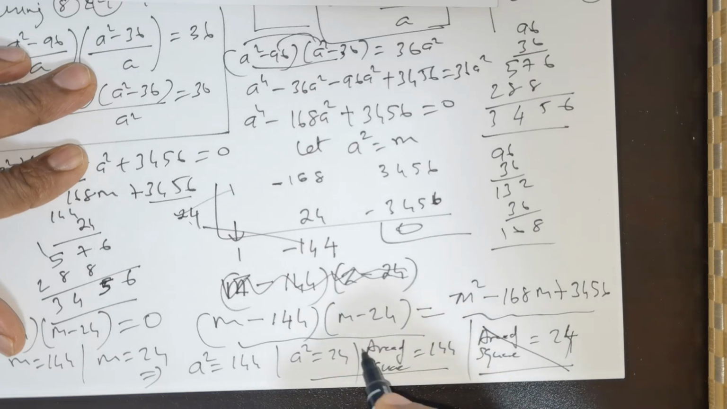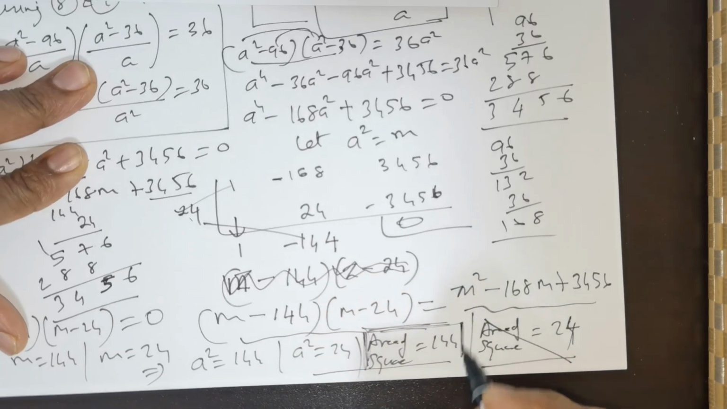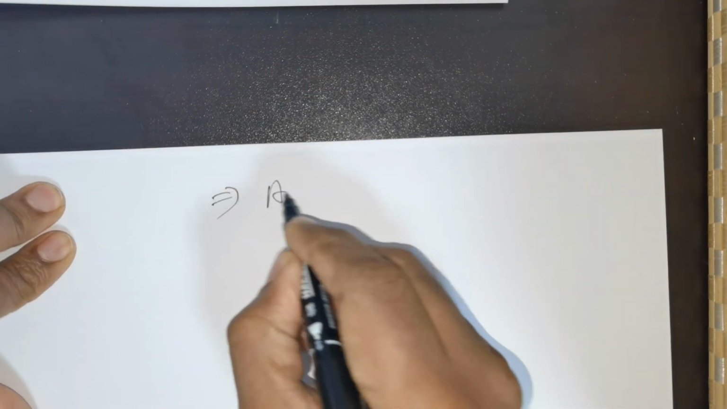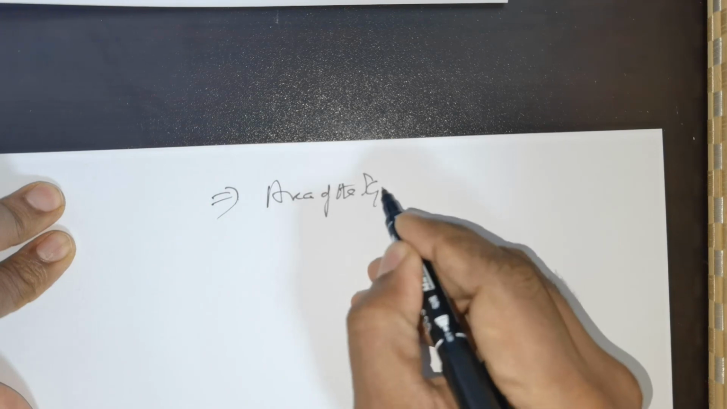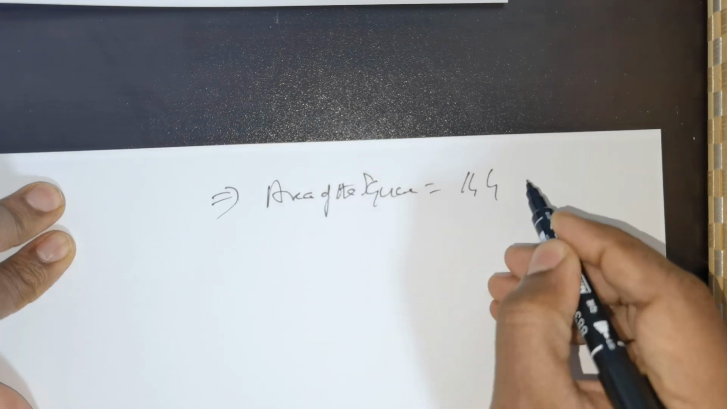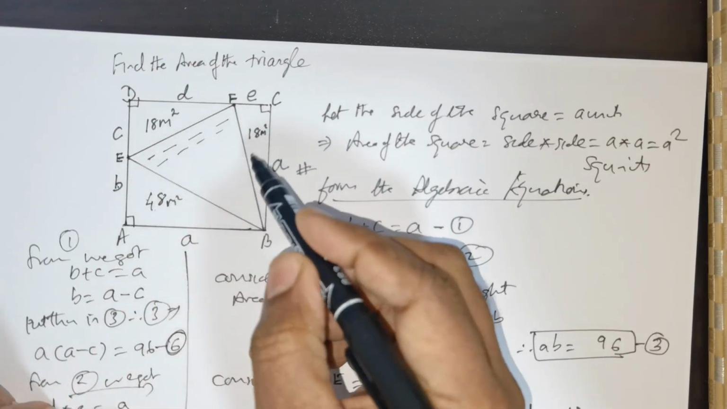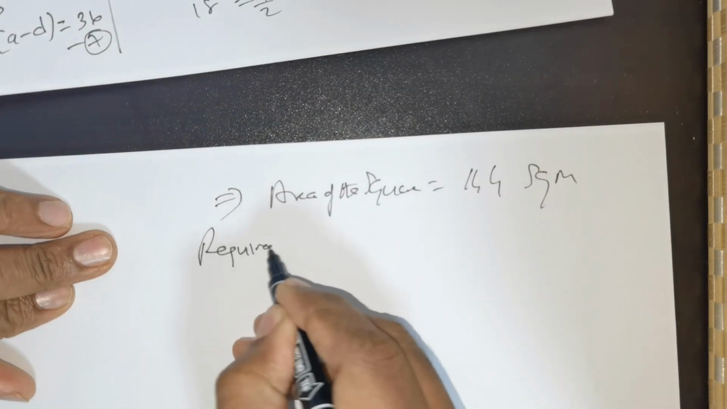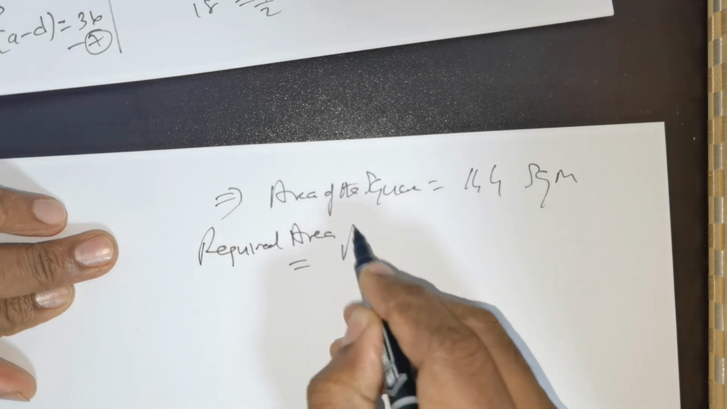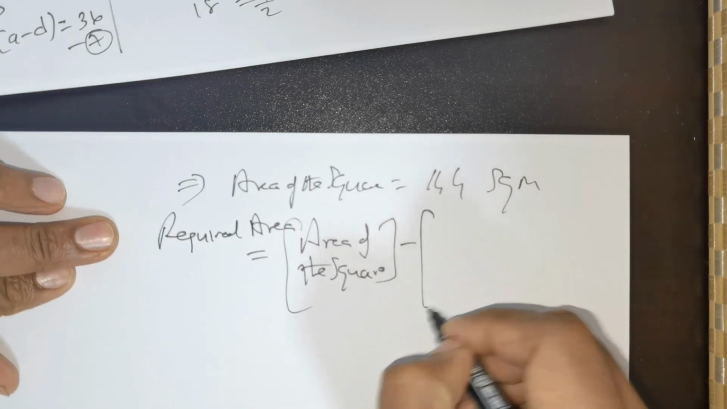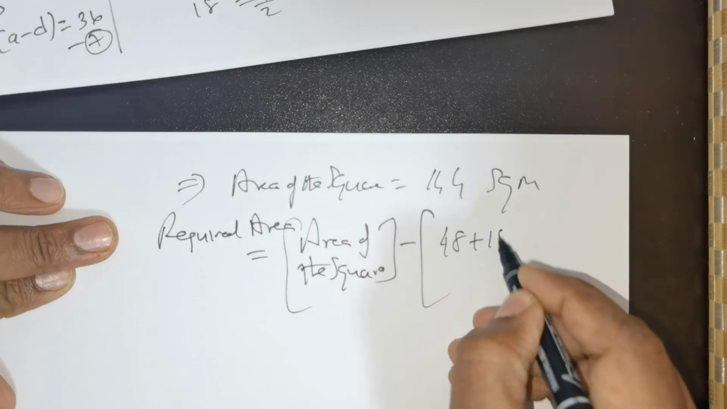Okay, so let me box this. Area of the square is 144. So that is accepted. So let me go back here. This means the area of the square is equal to 144 square meters, and we are expected to find the area of the shaded triangle. So that would mean subtracting the sum of all these areas. The required area is equal to the area of the square, from which you take away 48, 18 and 18.